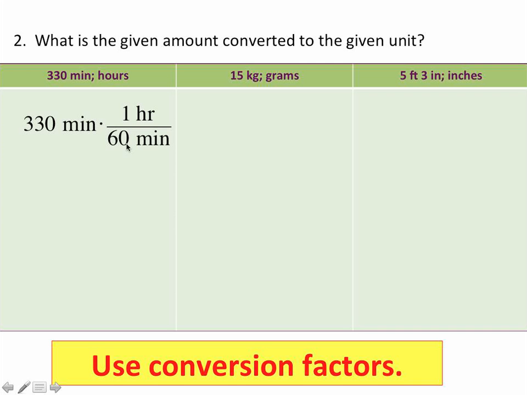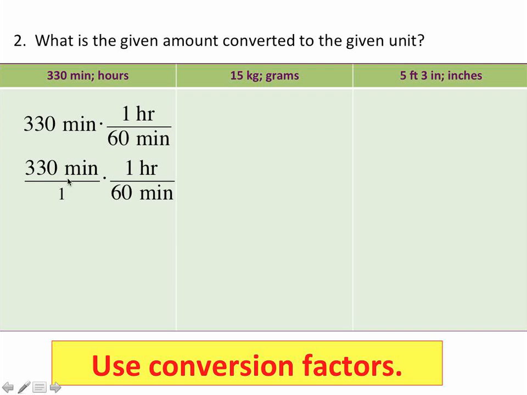So 1 hour is to 60 minutes. So there's my conversion factor. These are the same thing. 1 hour and 60 minutes are the same thing. So this factor here is equal to 1. But what you see here is, if I just make it a nice fraction, it might be easier to see.